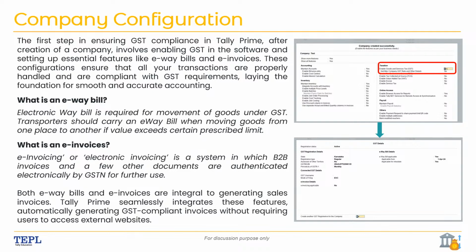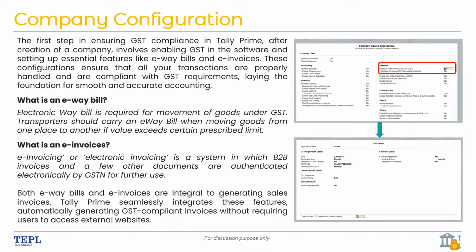So the first step is taxation. If you go to the right side, you will be able to see that, and it will say enable goods and services tax, set alter company rate and other details. Now in this option, you will be able to set many things. Amongst the things, I want to discuss two things in specific. One is setting up applicability of e-way bill. Second is setting up applicability of e-invoicing.